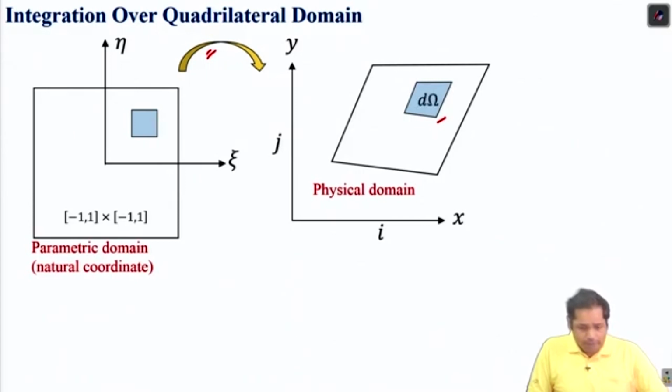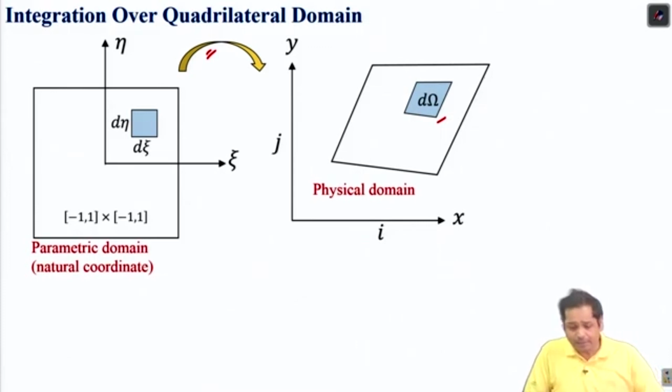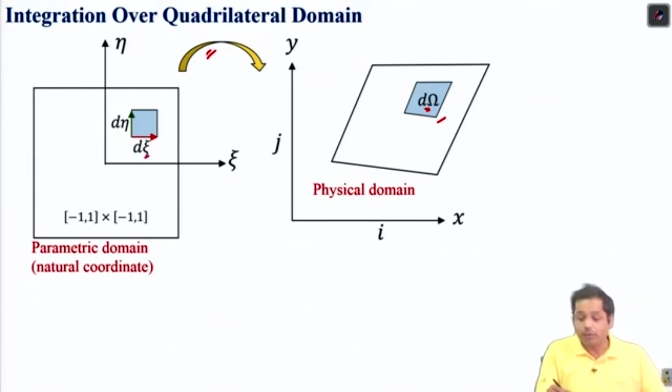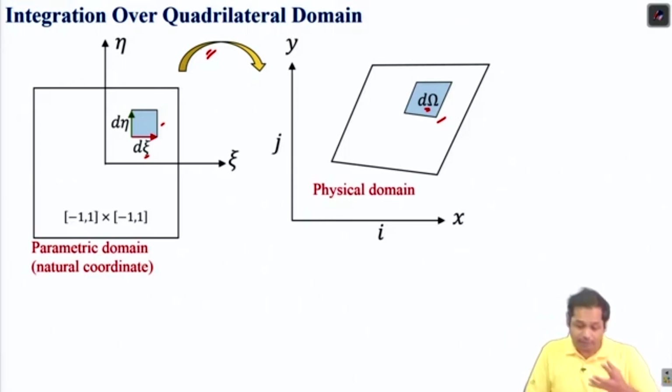So what we have to do now is, suppose this is a small infinitesimal area, that is d xi d eta, and the area of this domain in the physical space is say d omega. So we know the area of this, that is d xi multiplied by d eta, but we need to find out what the corresponding area is when this area is mapped to the physical domain. What is the area of that image? That we need to find out.